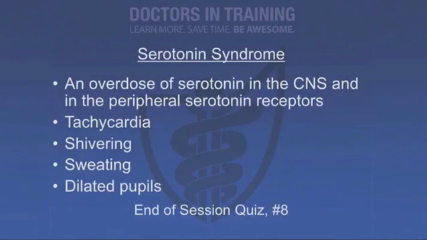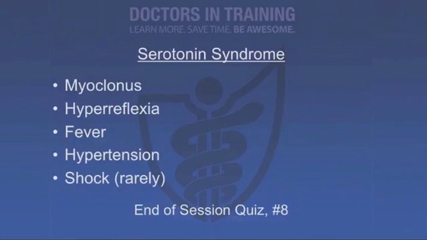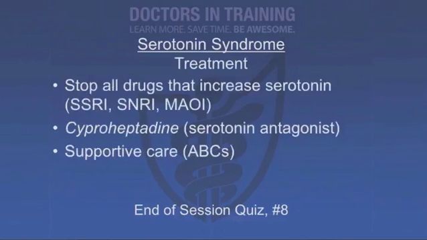What is serotonin syndrome, and how do you manage it? We've talked about this already before. Remember, it's not really so much a syndrome as an overdose situation. It's a toxicity or a poisoning of too much serotonin in the body. It's affecting not just the CNS, but also the peripheral serotonin receptors. The things you get: tachycardia, shivering, sweating, dilated pupils, myoclonus, hyperreflexia, fever, hypertension, and even shock. So what do you do? Stop all the drugs that increase serotonin, so you're stopping your SSRIs, your SNRIs, your MAOIs, and then you can use cyproheptadine, which is a serotonin antagonist, and then always remember supportive care.